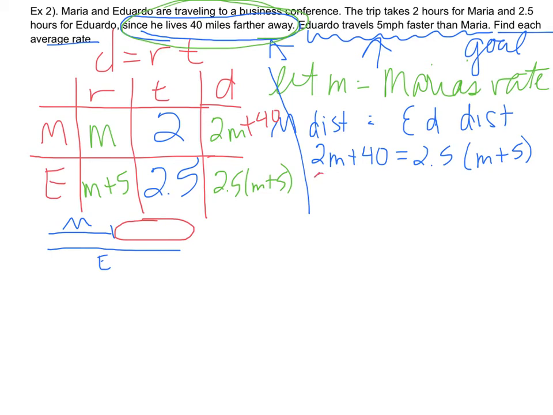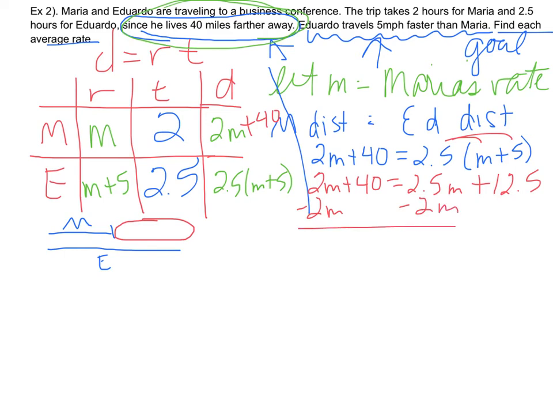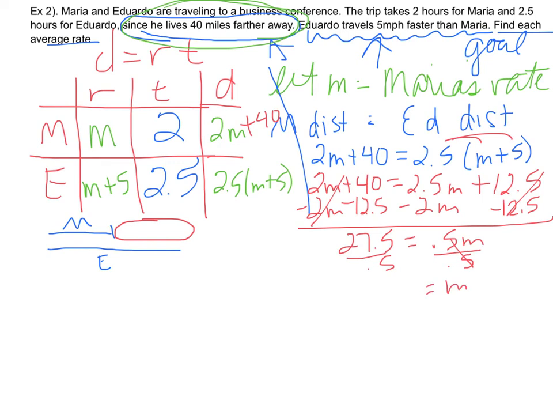That's no big deal. So you have 2m plus 40. Distribute that 2.5. Gives you 2.5m plus something. What is that? 12.5. Okay, now solve. Again, I like to keep my lead coefficient positive, so I'm going to subtract off my 2m, putting that on that side. I'm also going to subtract my 12.5 at the same time, just to get it taken care of. So now I'm left with 40 minus 12.5. What is that? 27.5. Is that right? And then 2.5 minus 2 is 0.5. Okay. So then divide both sides by 0.5. And m in this instance is 55.